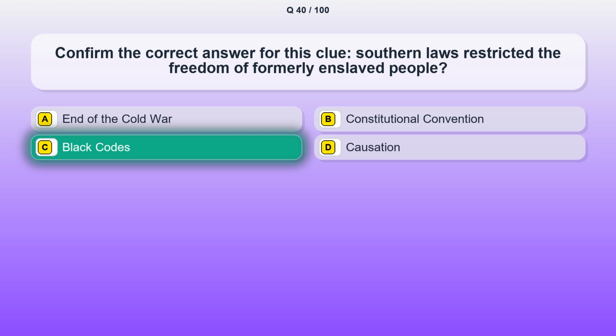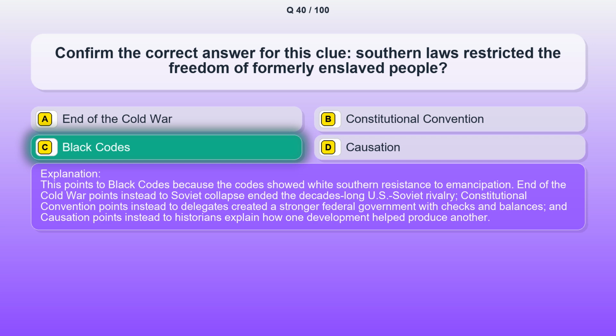The correct answer is option C, Black Codes. This points to Black Codes because the codes showed white Southern resistance to emancipation. End of the Cold War points instead to Soviet collapse that ended the decades-long US-Soviet rivalry. Constitutional Convention points instead to delegates created a stronger federal government with checks and balances. And causation points instead to historians explain how one development helped produce another.